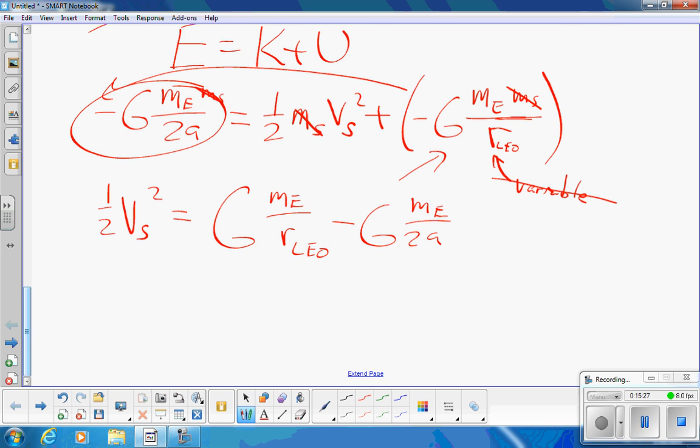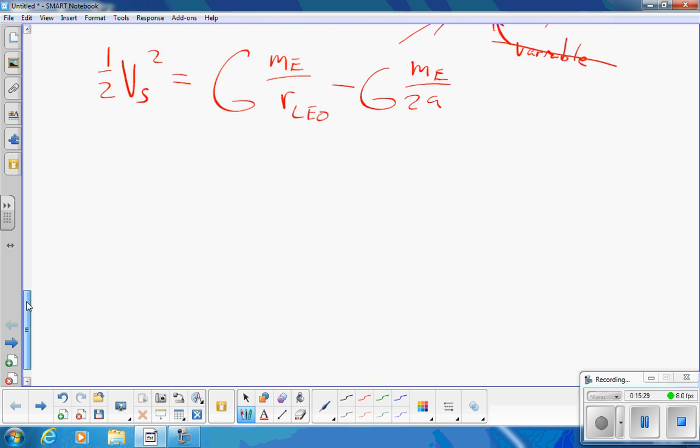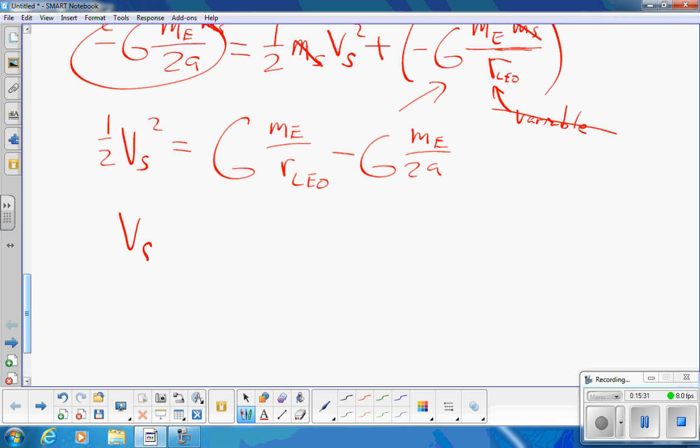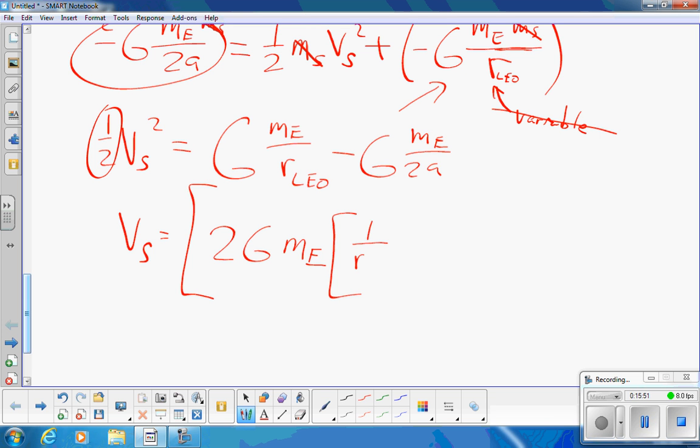And I'll write one more line of algebra before I plug numbers in. So I have Vs is going to be the square root of, I've got a GME I can factor out. So I'll have 2, because this 2 gets multiplied over to the other side, 2 GME, and now I have 1 over r Leo minus 1 over 2a. And I'm going to square root that.